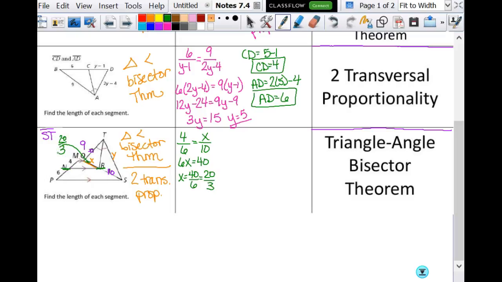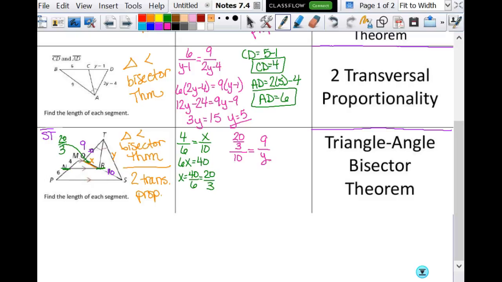Not done, because I'm actually looking for y. And so this, when I use the triangle angle bisector theorem, remember the pieces make a fraction. So take the two pieces, and I'm going to get 20 over 3 over 10 equals a fraction of the two sides. Since 20 over 3 was on top, I've got to put the 9 over here. It's going to give me 9 over y.